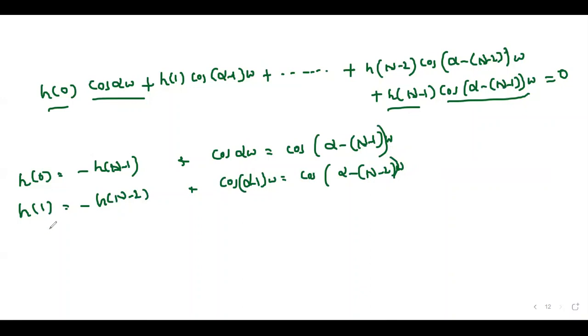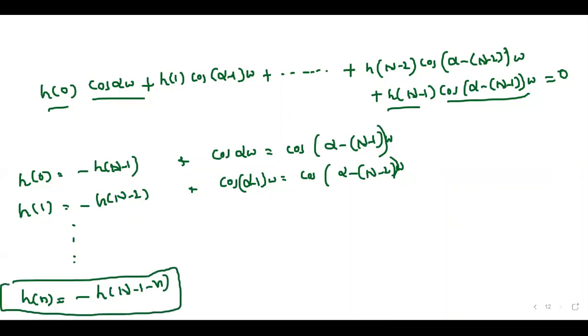Okay. Now, from this, in general, what we can write, h of n is equal to minus h of n minus 1 minus n. This is a condition for the impulse response to produce the linear relation with a group delay constant. And from this, what is the general notation you can write? Cos of alpha minus n into omega is equal to cos of alpha minus of n minus 1 minus n into omega.